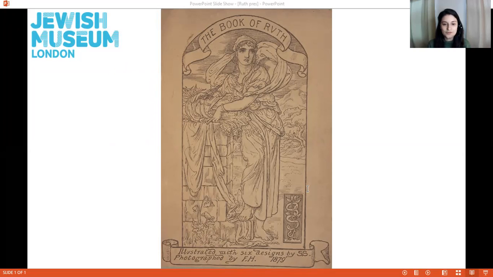This object is a photographic print from 1879 of a title page for illustrations of scenes in the Book of Ruth, illustrated by Simeon Solomon, a pre-Raphaelite artist, and it was photographed by Frederick Hollier. Simeon Solomon, 1840 to 1905, illustrated and sketched many pieces of work inspired by stories from the Hebrew Bible. Examples include the meeting of Rachel and Jacob, the story of Noah, and the relationship between David and Jonathan.